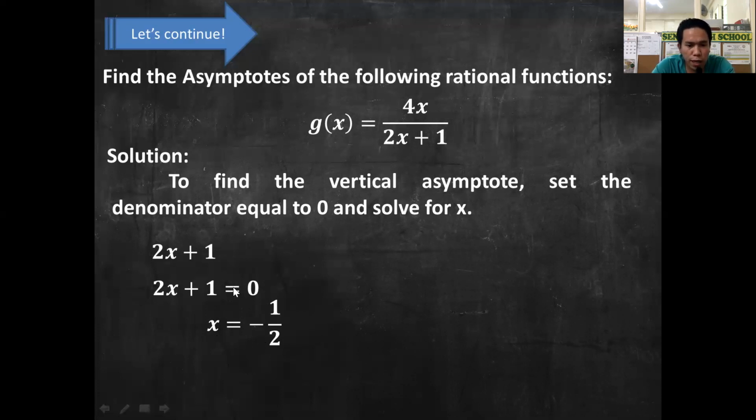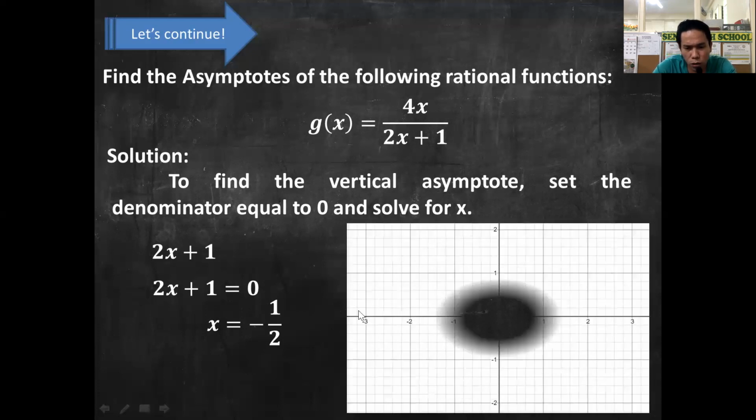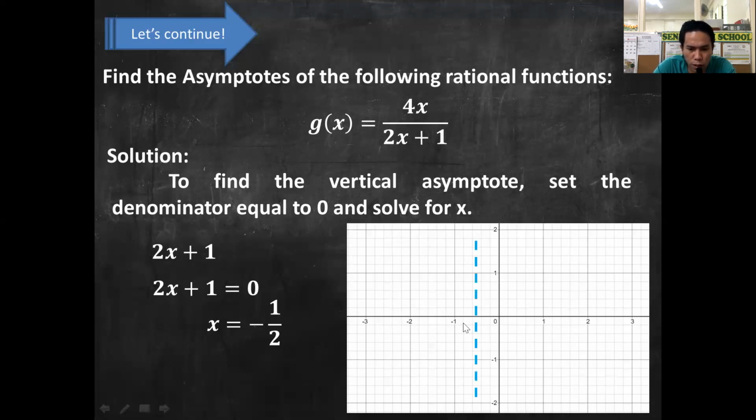Okay? So, dinirect ko na lang siya. Sige. So, kapag nag-graph na tayo, our x is equal to negative 1 half. So, dito siya banda makikita. Dyan ka maglalagay ng ating broken lines that will signify our vertical asymptote. Okay, so dito yung graph natin.